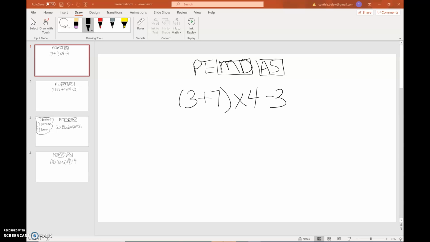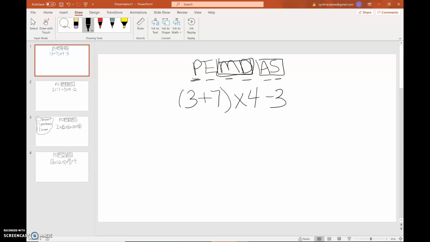So when I think of order of operations, I think of please excuse my dear Aunt Sally. We learned that when we were in school, and it just helps us remember which order to solve. So the P is for parentheses, E is exponents, multiplication, division, addition, and subtraction. I always solve whatever is in parentheses first. After I solve that, I go to exponents, and then I go to multiplication and division.